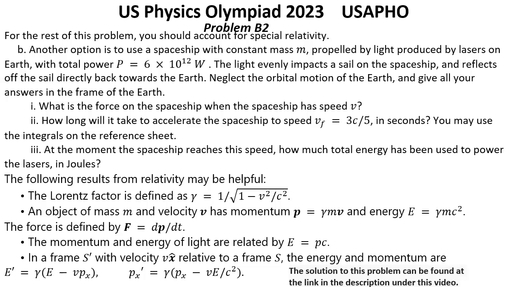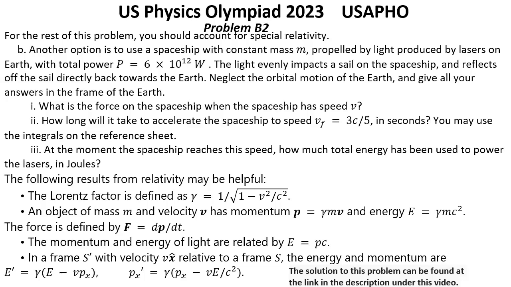First, the Lorentz factor is defined as gamma equal 1 over square root from 1 minus v square over c square. Second, an object of mass m and velocity v has momentum p equal gamma mv and energy E equal gamma mc square. The force is defined by F equal delta P over delta T. Third, the momentum and energy of light are related by E equal pc.